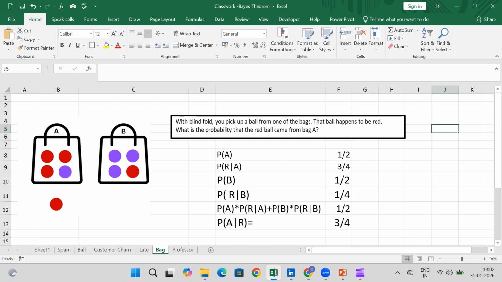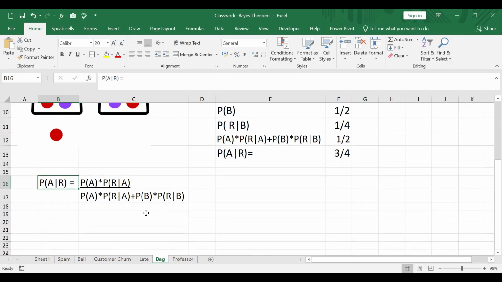P of R, given that it is from B, is 1 by 4 because only one red ball is there in B. We have to find out P of A given R, using the Bayes theorem. Do the calculations and you will get the answer equal to 3 by 4.